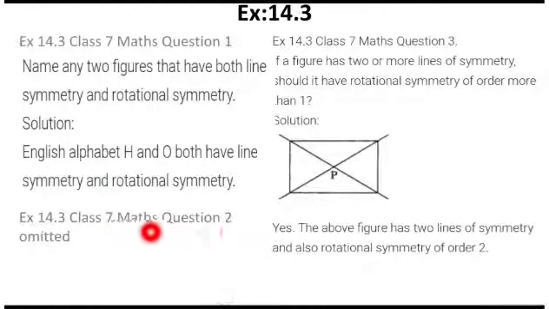Now question 2 has been omitted, students. Let us omit it and then we go for question 3. If a figure has 2 or more lines of symmetry, should it have a rotational symmetry of order more than 1 only? So the solution is this. Could you see the above figure has 2 lines of symmetry and also the order of rotation is 2. So yes, it is possible, and that figure we have to draw. The figure we have given here is a rectangle.